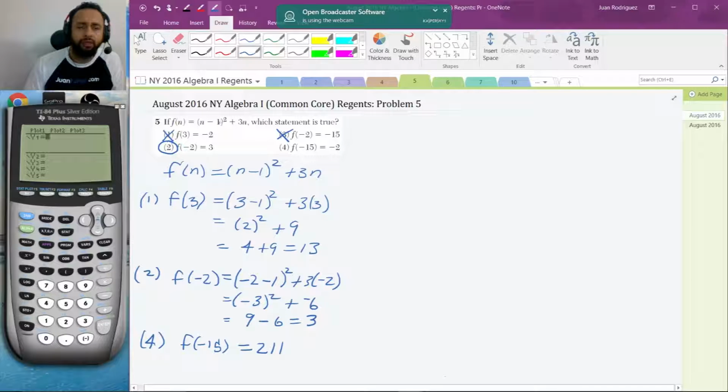Negative 15 minus 1 is negative 16. Negative 16 squared is 256. 3 times negative 15 is negative 45. 256 minus 45 is 211. Okay, so that's not the answer.